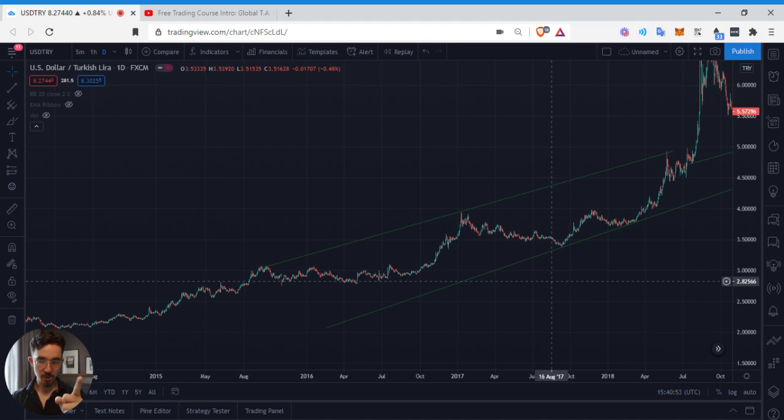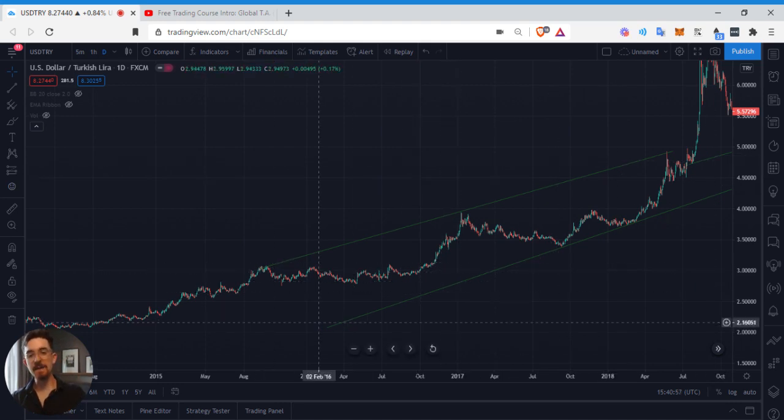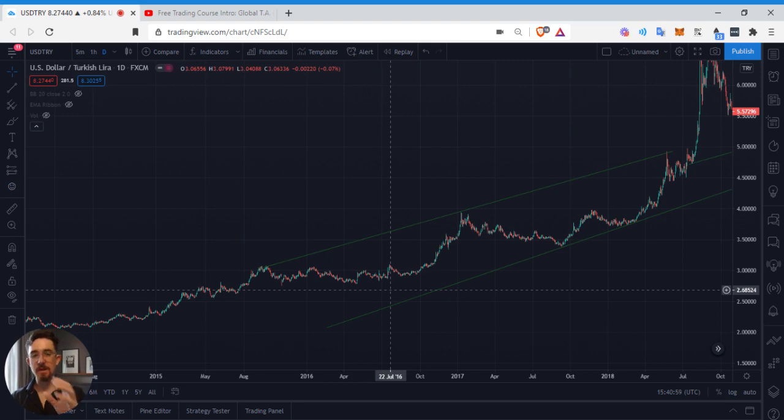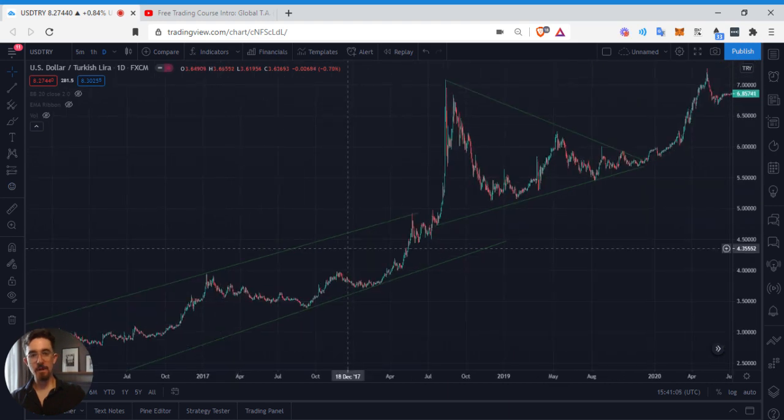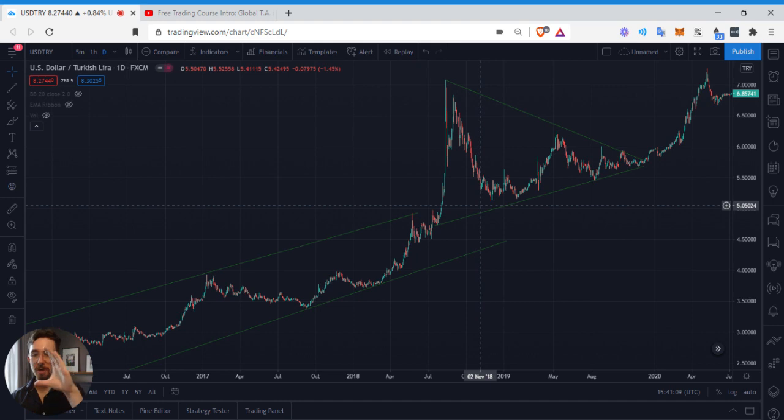So returning back here, as I was saying, the macro trend leading up to this is really this rising wedge. And technically that is a bearish pattern. Now we're in a symmetrical triangle here. Why are we in a symmetrical triangle? Well, price is consolidating. You see, this is a triangle here.